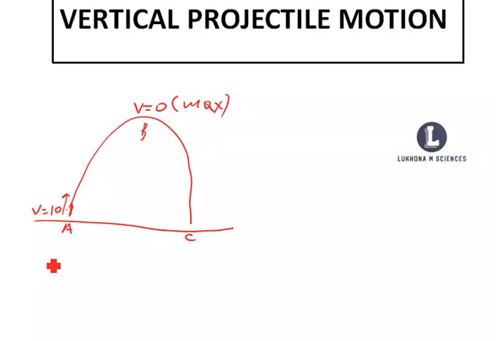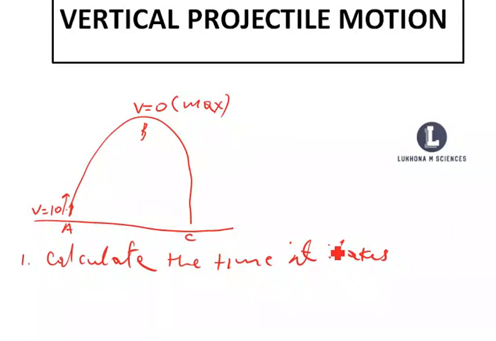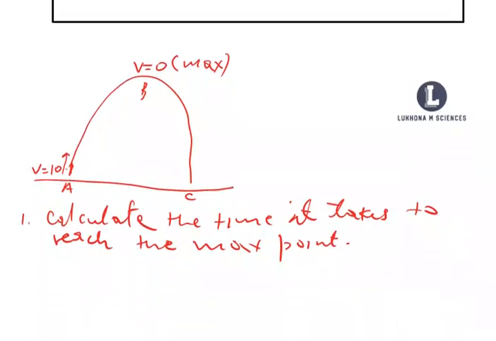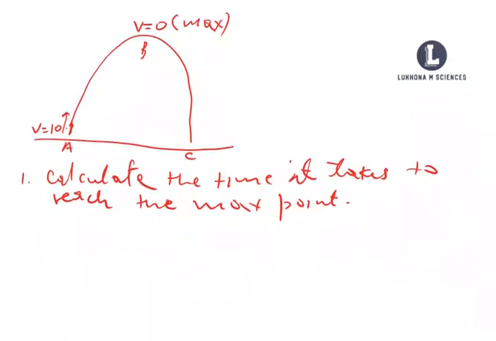Okay, now the question says calculate the time it takes to reach the maximum height. Calculate the time the ball takes to reach the maximum point. That is the first question that we have. So which means we are looking for the time from A to B in this case.